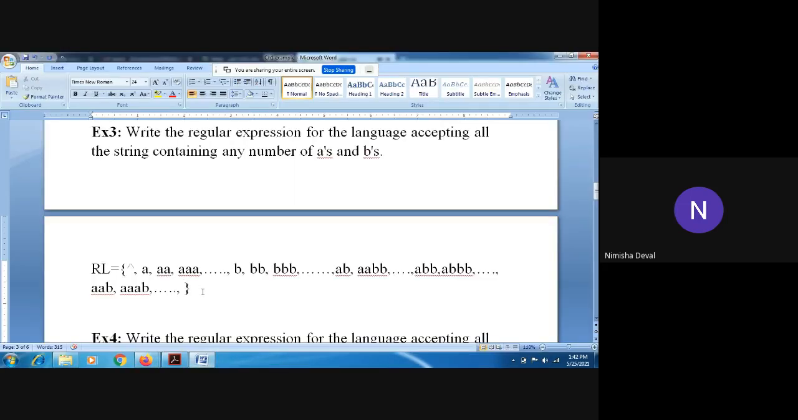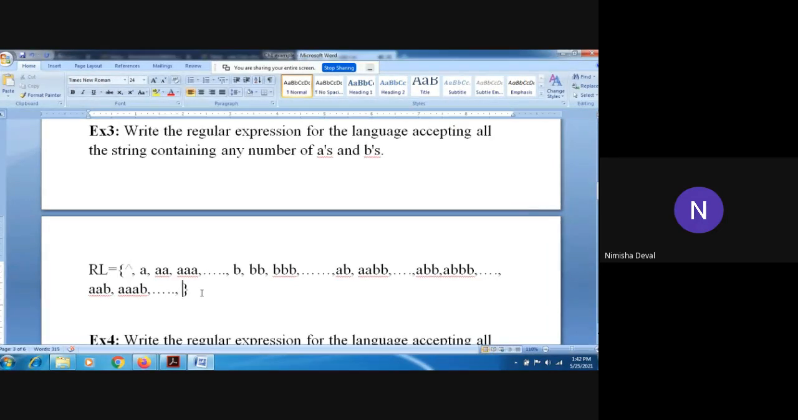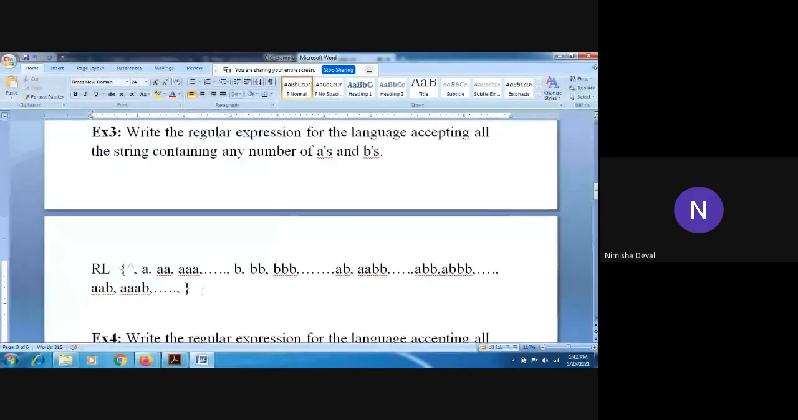Okay. So all types of combinations of A's and B's are possible in this set of strings. All types of combinations are possible in the given set of strings. It means that its regular expression becomes, yes, can anybody suggest? What is the regular expression? You can use the union operation, you can use the concatenation operation.